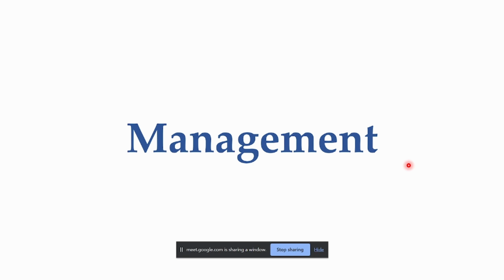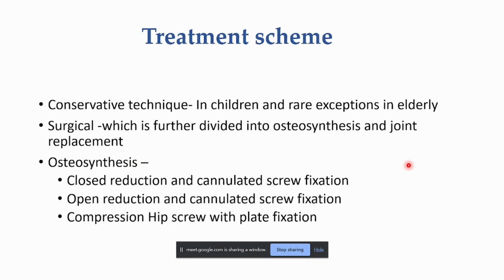I'm going to present on the management of femoral neck fracture. So, the treatment scheme. The first technique of treatment is the conservative one, and it is basically done in children, with some exceptions in elderly people. The next one is the surgical one, which can be further divided into osteosynthesis and joint replacement. So basically, osteosynthesis has three procedures under it.